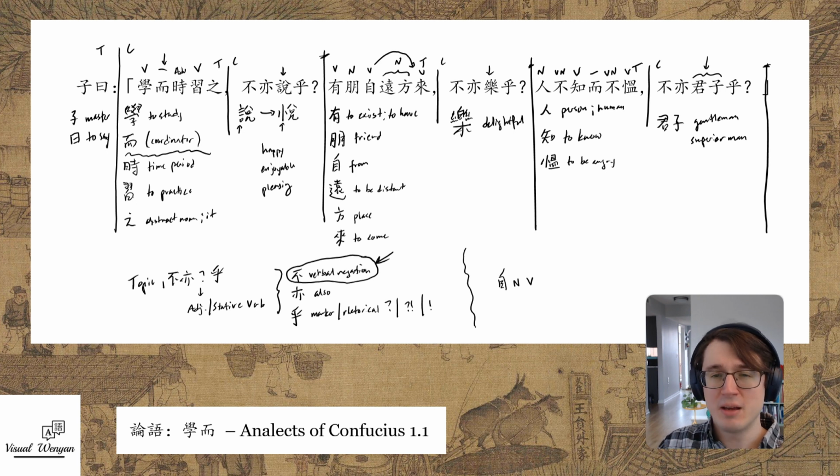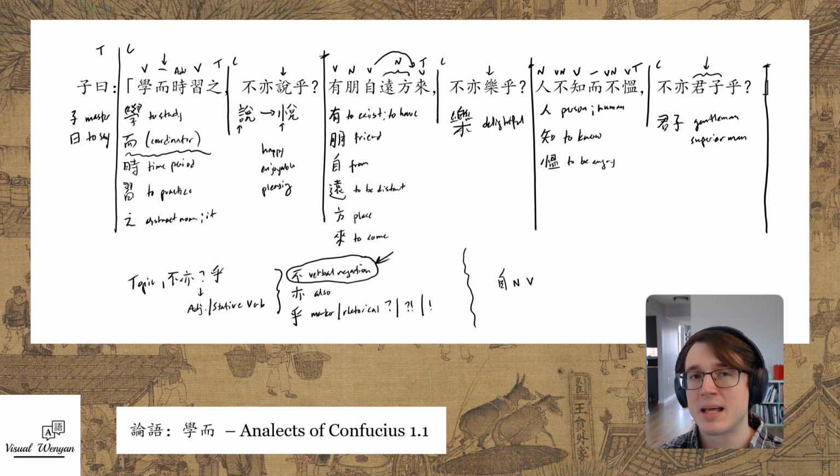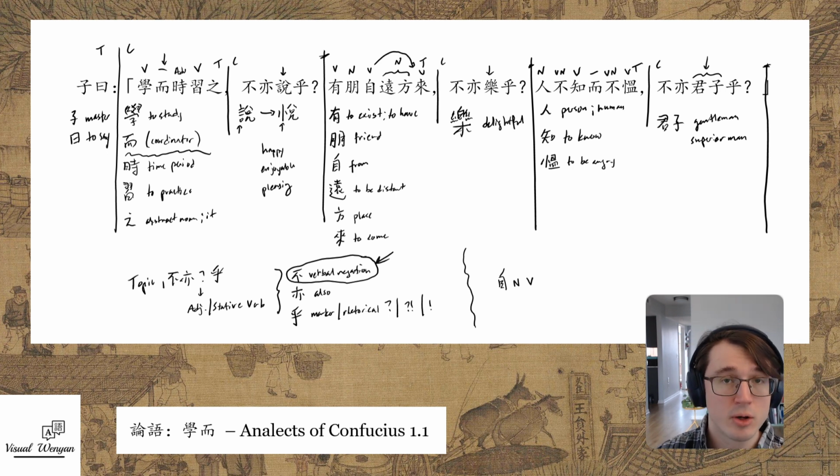So what does that mean? If a person doesn't know something and they're not frustrated by it, they don't get angered by it. They don't get angered by not knowing. Topic, comment. 不亦君子乎? Is that not gentlemanly? So the idea being that the superior man, the good man, the gentleman, is not going to be angered if he doesn't know something. What's he going to do?